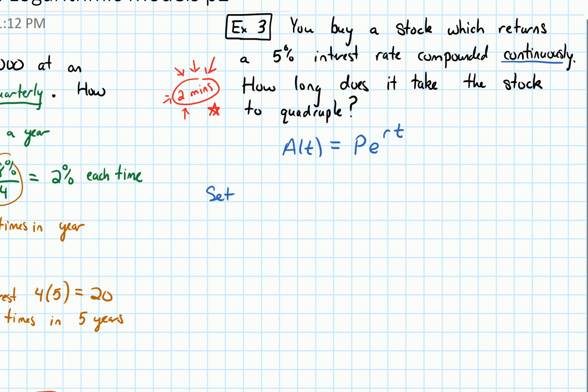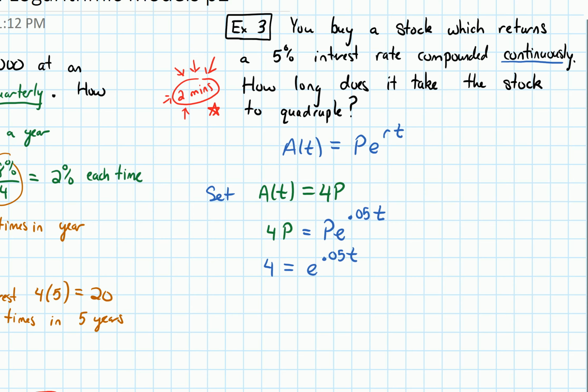We're going to set A of t equal to 4P. So if I do that, the left-hand side becomes 4P. The right-hand side is P e to the rt. And let me go ahead and plug in what r is. I know r is 0.05, and then I have t. And now I have this equation to try to solve. I can divide both sides by P, which gives 4 equals e to the 0.05t.